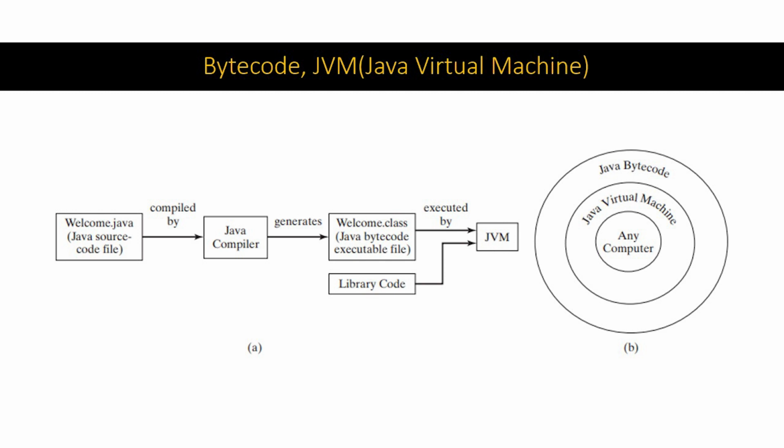Java source code is compiled into Java bytecode, and Java bytecode is interpreted by the JVM. Your Java code may use the code in the Java library. The JVM executes your code along with the code in the library. To execute a Java program is to run the program's bytecode. You can execute the bytecode on any platform with a JVM, which is an interpreter.